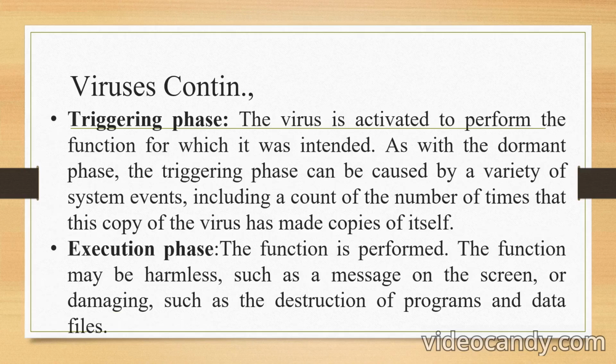Triggering phase. The virus is activated to perform the function for which it was intended. As with the dormant phase, the triggering phase can be caused by a variety of system events, including a count of the number of times this copy of the virus has made copies of itself. Execution phase. The function is performed. The function may be harmless, such as a message on the screen, or damaging, such as the destruction of programs and data files.